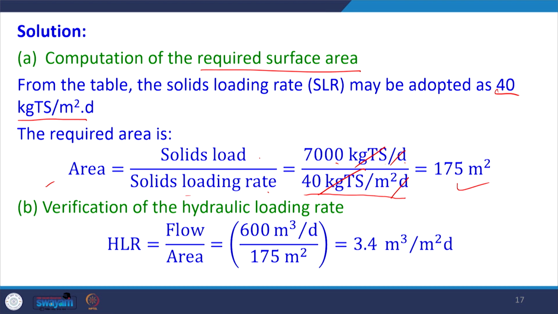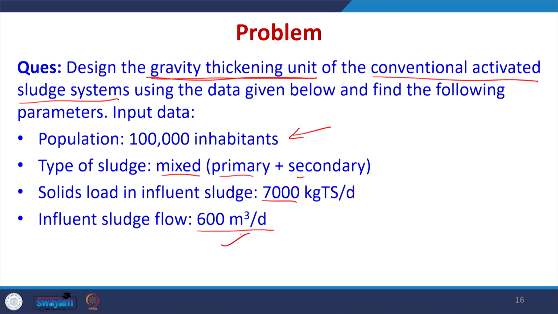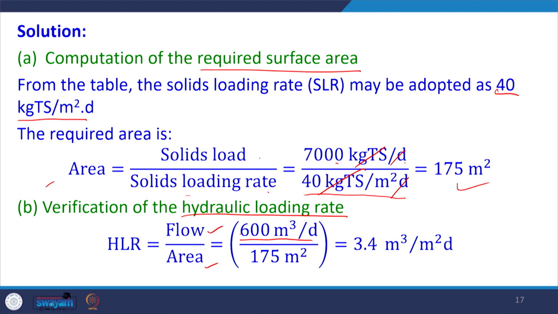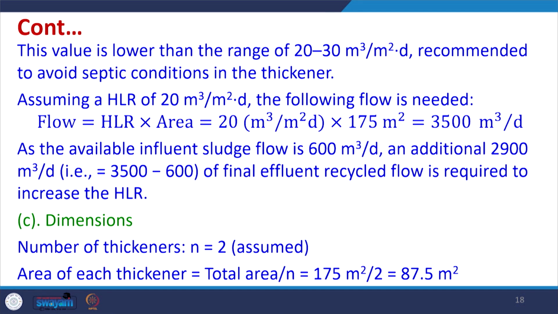Now, verification of the hydraulic loading rate, whether we are within the limit or not. We determine the hydraulic loading rate via flow divided by area. The flow is 600 meter cube per day, already given in the data in the previous slide. Now, 175 is the area calculated in this section. If we divide, it comes out 3.4 meter cube per meter square per day. This value is lower than the range of 20 to 30 meter cube per meter square per day.